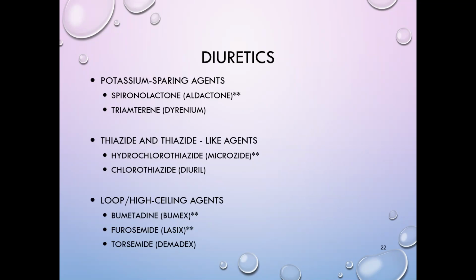Then we have the thiazide and thiazide-like agents. Those deplete the body of potassium through voiding. Note these end in thiazide, so those should be a little bit easier to pick out. The common ones there are hydrochlorothiazide and chlorothiazide. And then we have the loop or high ceiling agents. They deplete the body of potassium through major voiding and cause the highest risk for dehydration and ototoxicity. Our common ones here are bumetanide, furosemide, and torsemide.